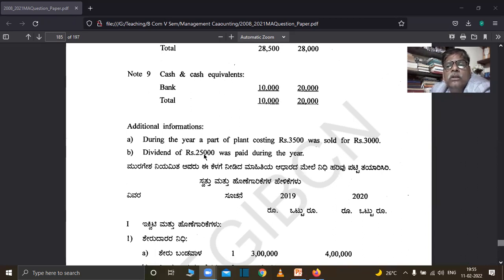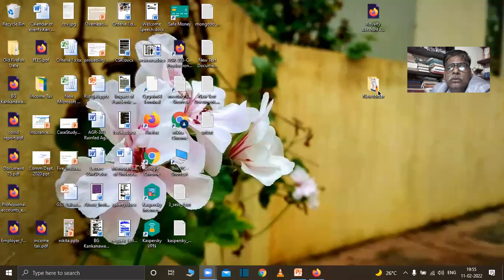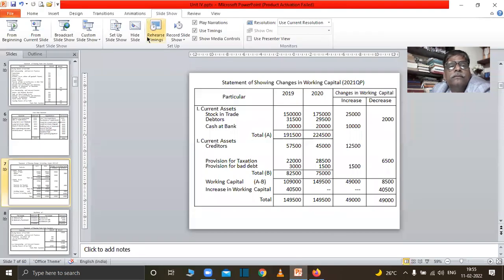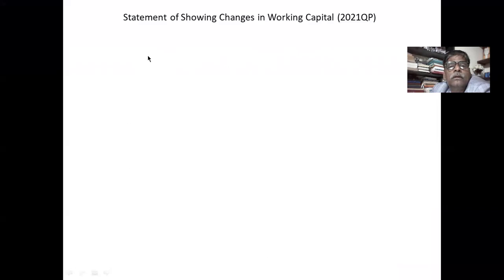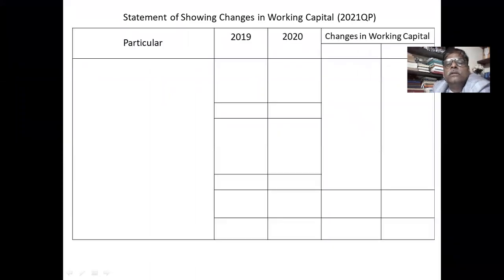So this is a non-operating expense. You have to record this amount in the funds from operation and also in the application. Remember this. Okay. Now you see the solution. First is changes in working capital. 2021 question paper. Okay.